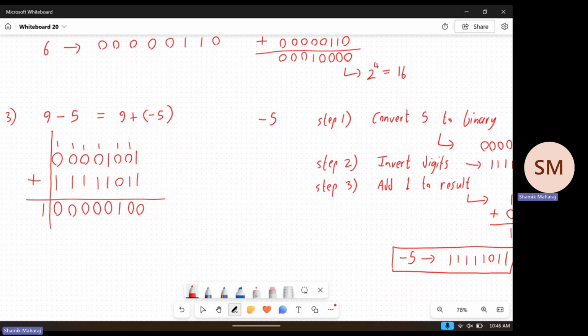So whatever's here should be the answer. And that makes sense because that's 2 to the 0, 2 to the 1, 2 squared, so that's 4. That's what we expect in decimals. 9 minus 5 gives us 4. The answer here is 4 in binary, so that worked out.